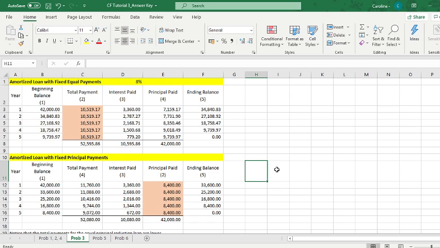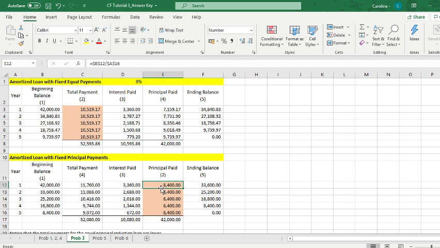Okay, now we move on to the amortized loan with fixed principal payments. In the fixed principal payments, the one that is fixed is the principal paid, but the amount of the payment itself may vary, like this. So we start with the beginning balance of $42,000, and the principal that you have to pay is this much.